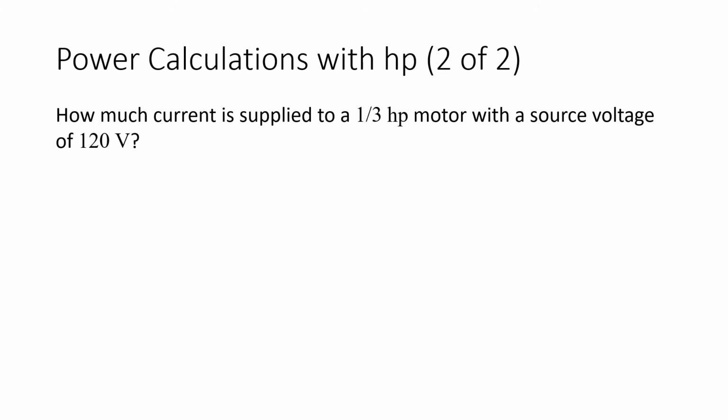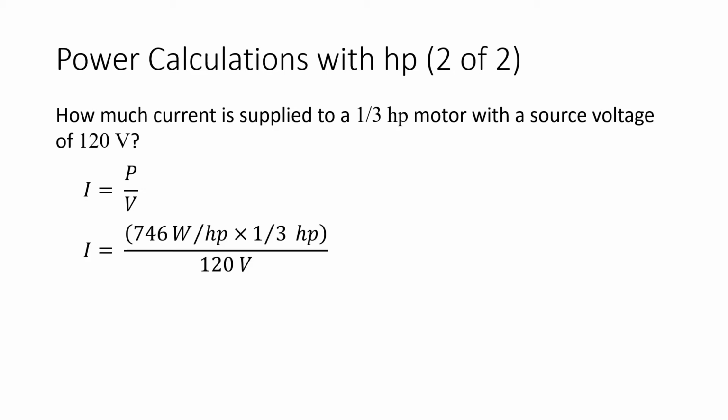Another example, how much current is supplied to a 1/3 horsepower motor with a source voltage of 120 volts? So we start with the equation I equals P over V, and the output power of the motor will be our conversion factor, 746 watts per horsepower times 1/3 horsepower, and that's divided by 120 volts. The current supplied to the motor is 2.07 amps.